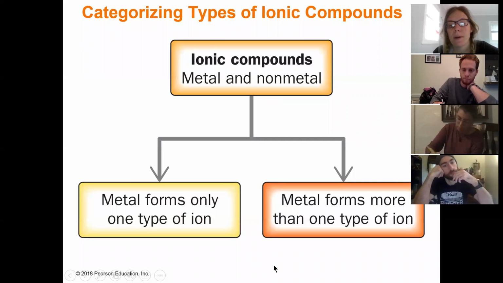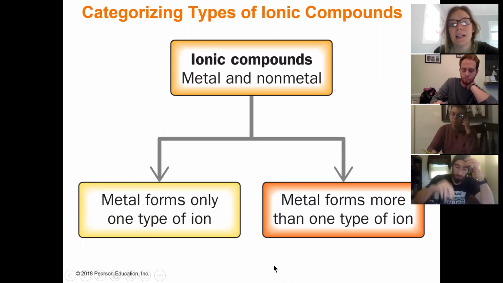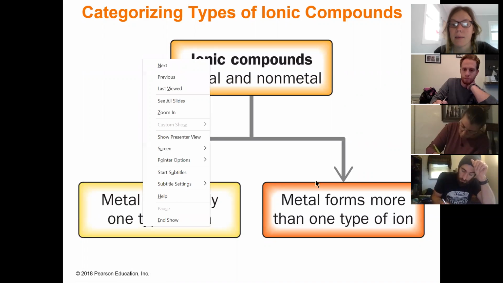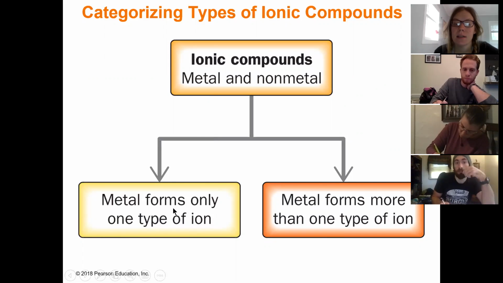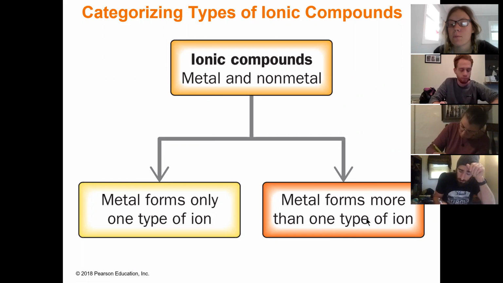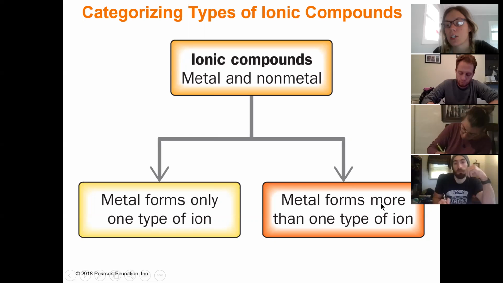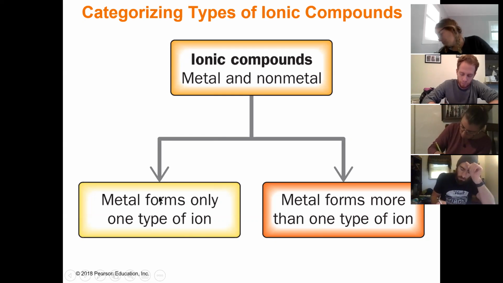The next step, once you have determined that it's ionic, is you have to break it up into either a type 1 or a type 2. Type 1 is a metal that forms only one type of ion. Type 2 is a metal that forms more than one type of ion. And when I say that, I mean, does it have a predictable charge? Type 1. Does it have an unpredictable charge? Type 2.